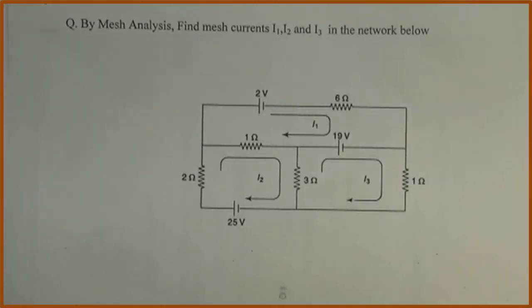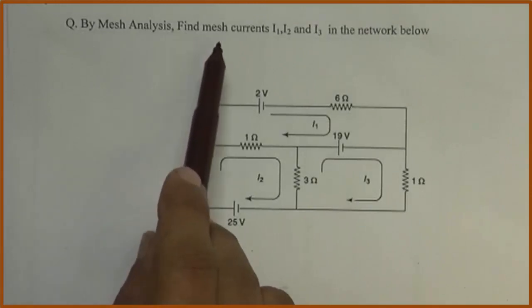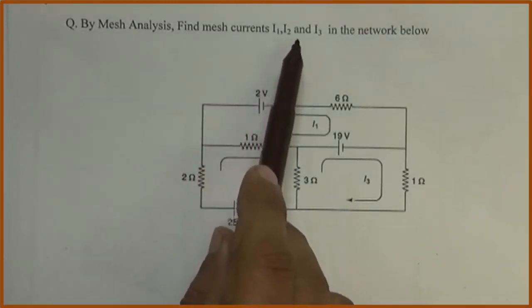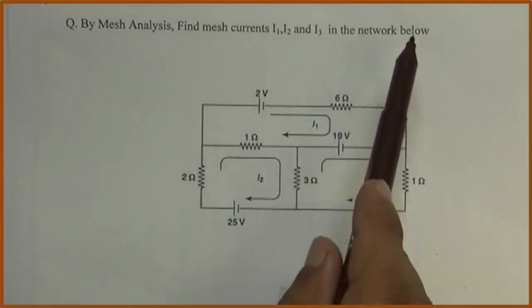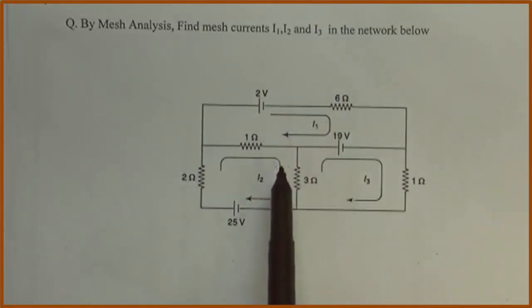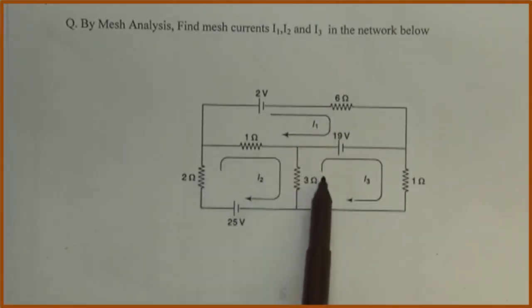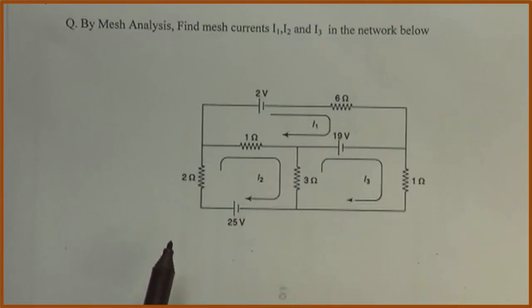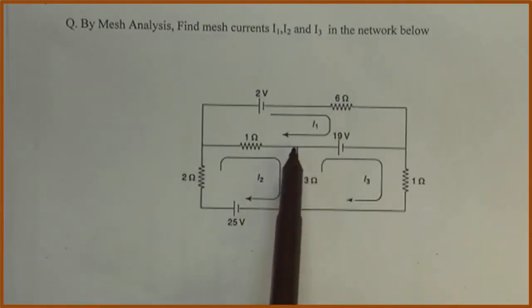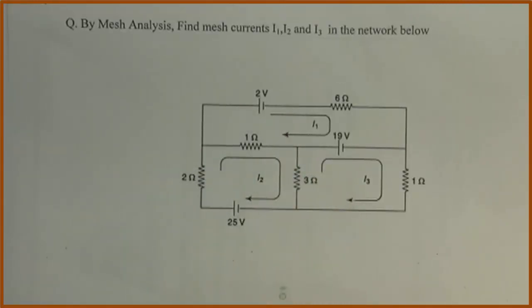The first numerical I have taken is like this. By mesh analysis, find mesh currents I1, I2, I3 in the network below. So this is my network given. The mesh currents are marked in the circuit. This is I1, this is I2, and this is I3. Now by applying mesh analysis technique, we have to find out the values of I1, I2 and I3 in this problem. So let us start the problem.